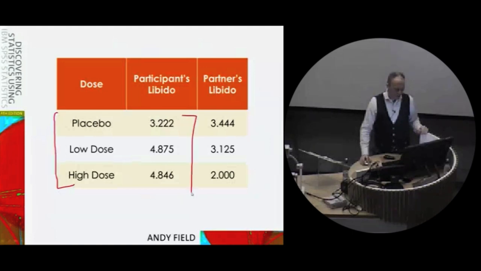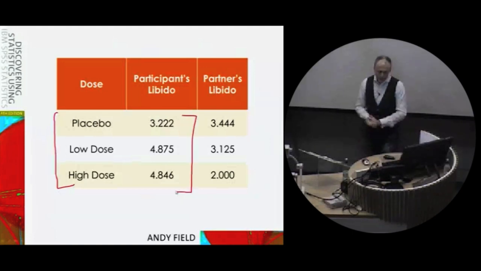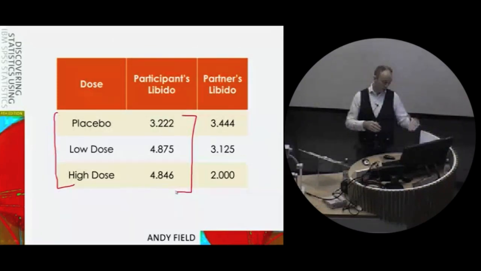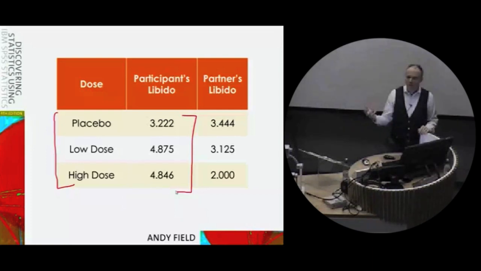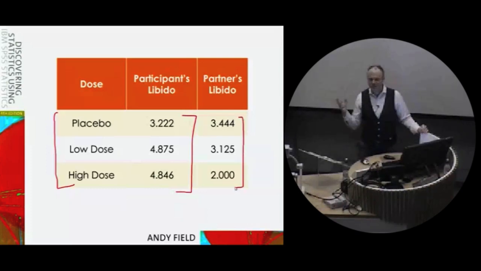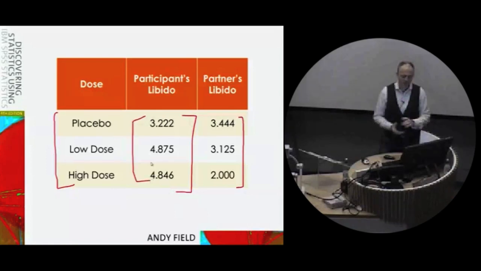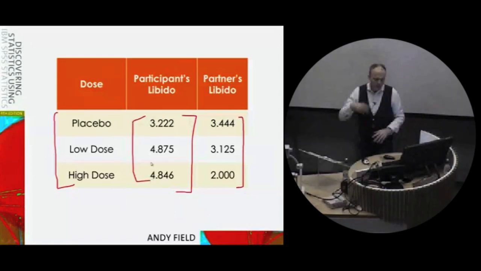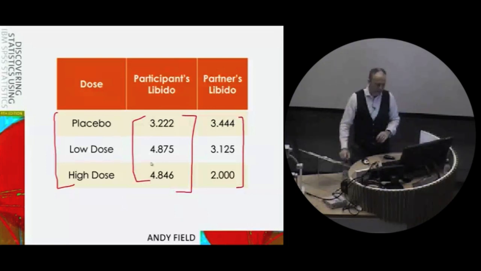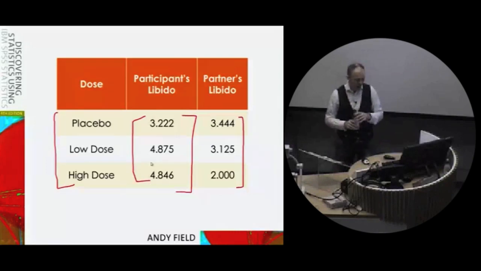And these are the means of those 3 groups. So the placebo group, participants' libido is the lowest. And going up to the low and high dose group, actually their means are quite similar, and they're a reasonable amount higher. We've also, these are the means for the partner's libido, which they're not so important to register in your brain. These 3 values probably are important to register in your brain.